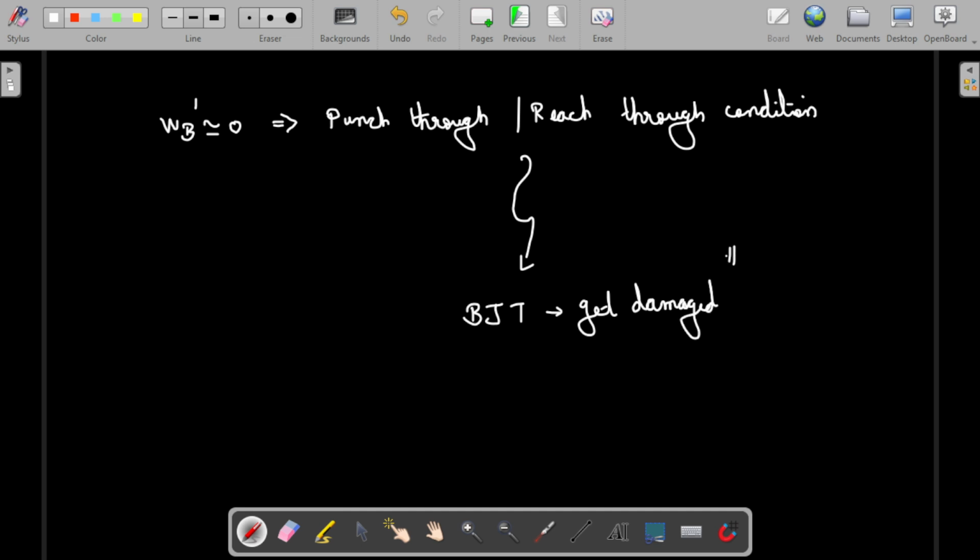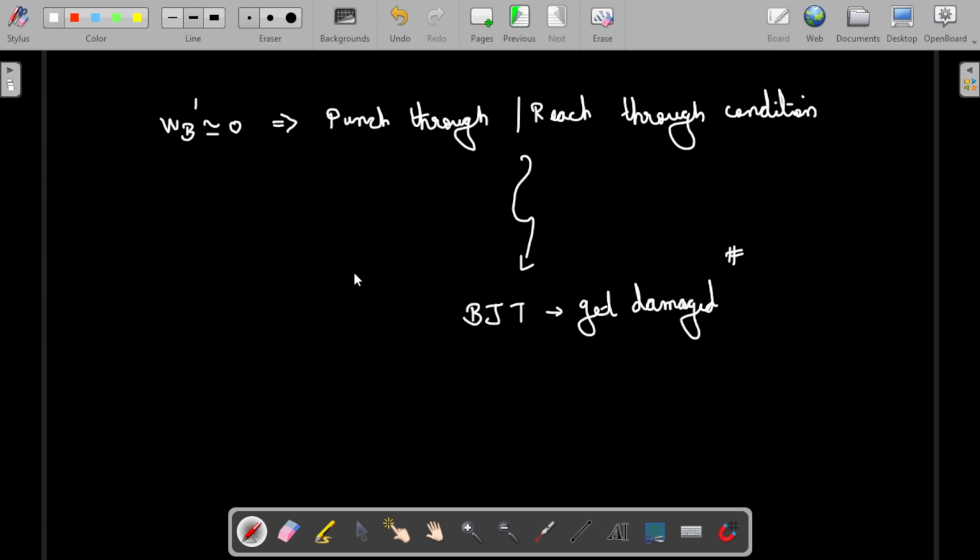This is one of the key criteria. The BJT will be burned off, so it will not work properly. In most practical transistors, before punch through, avalanche breakdown will occur. Punch through will happen, but before that avalanche breakdown will occur, and because of the breakdown the BJT will be gone, so it won't work properly.